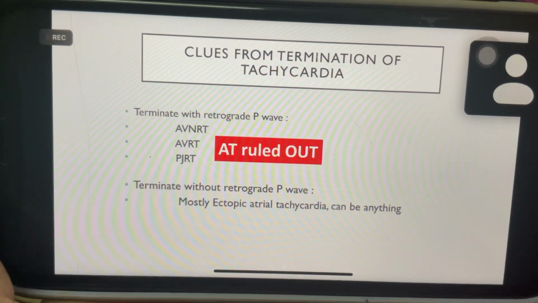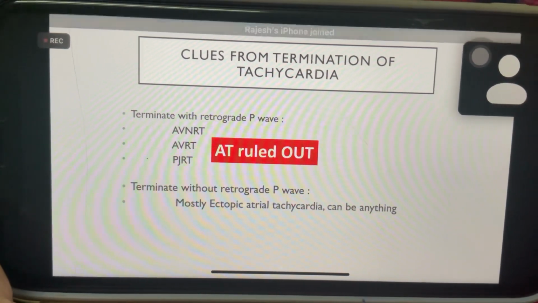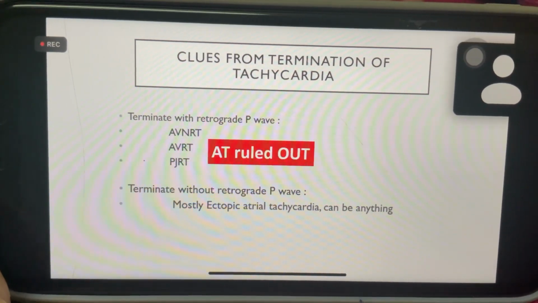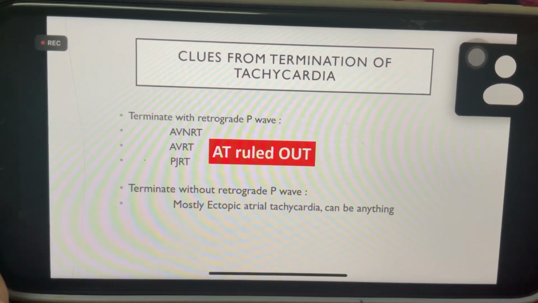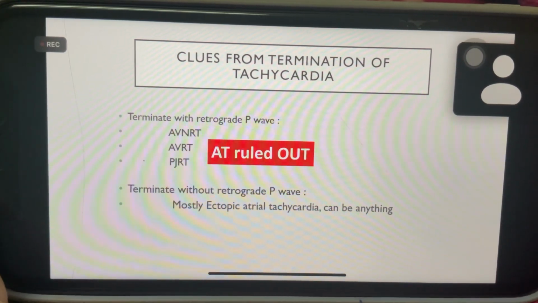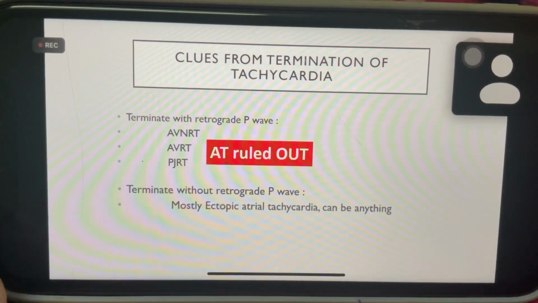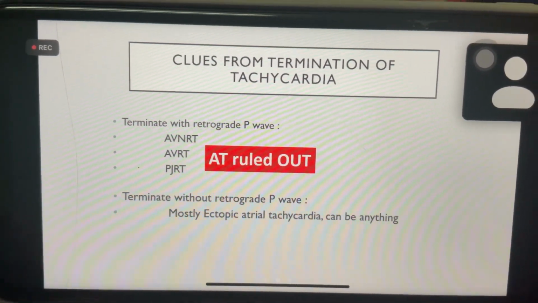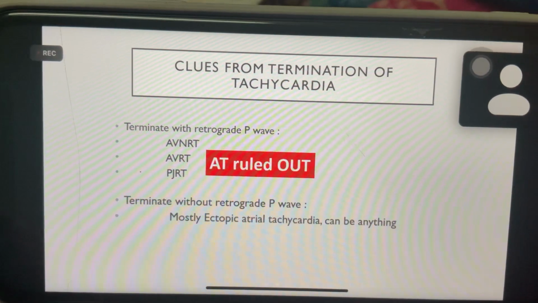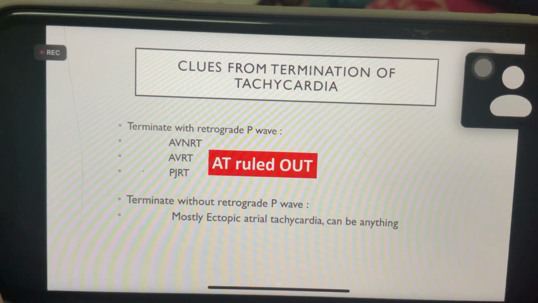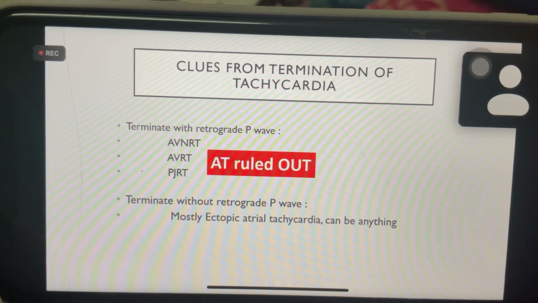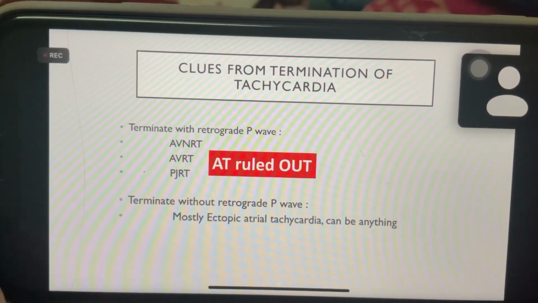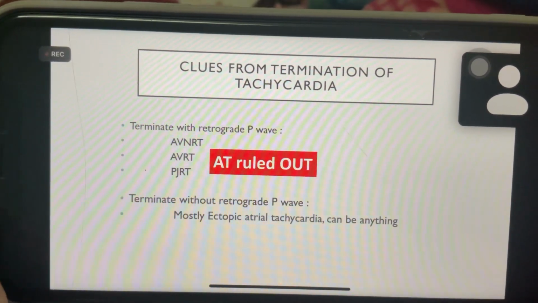Clues from termination. So these are all ways of looking at the ECG. If you have an ECG which shows the termination, and it terminates with a retrograde P wave, you have practically ruled out EAT. Very, very important thing. But if it terminates without a P wave, you can mostly have an ectopic, but still anything can be there. So the first one is more of a hard phenomenon: if it terminates with a retrograde P wave, then you have practically ruled out an EAT.